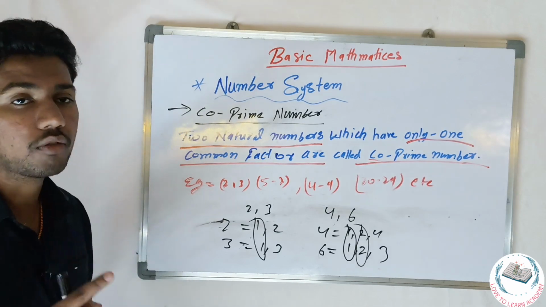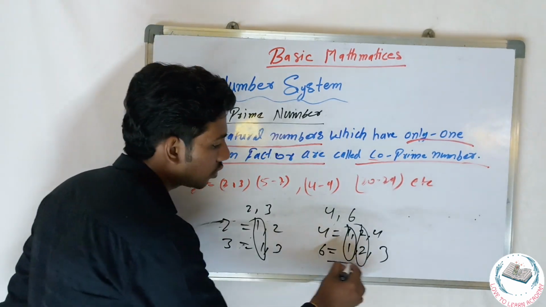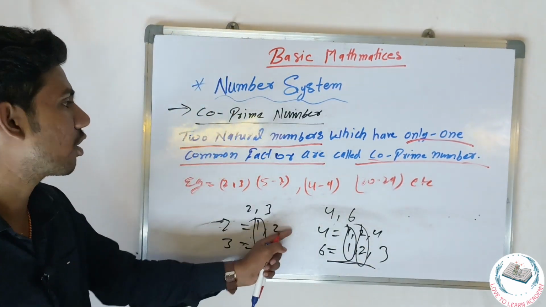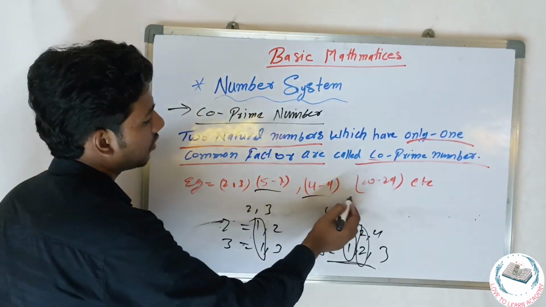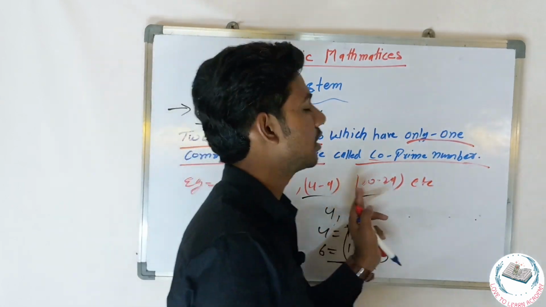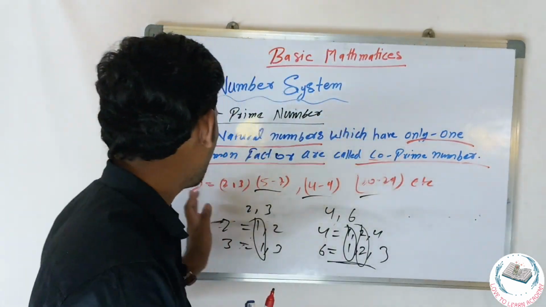If you have one common factor, that is a co-prime, but here we have two common factors, so it is not co-prime. And these are examples of co-primes: 5, 7, 4, 9, 20, 29. These are examples of co-prime numbers.